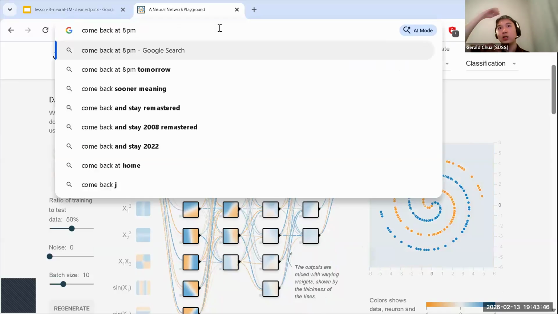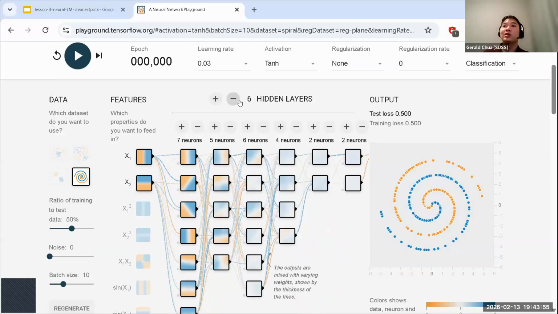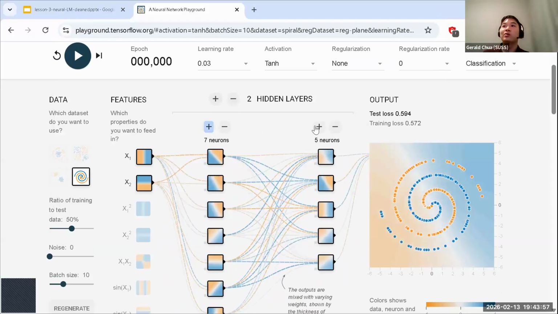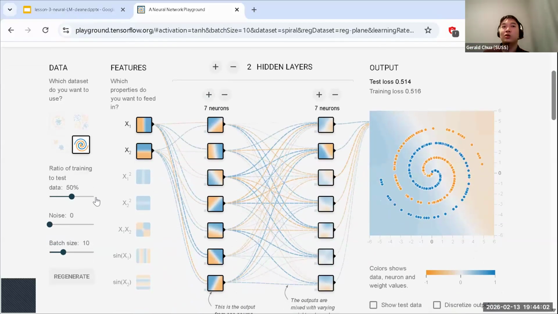So you can try this out. This is something for you to experiment with. You can experiment with neural networks. You can add layers like this. You can add neurons as well. And these are the data sets that it's trying to predict. So you can try that out.